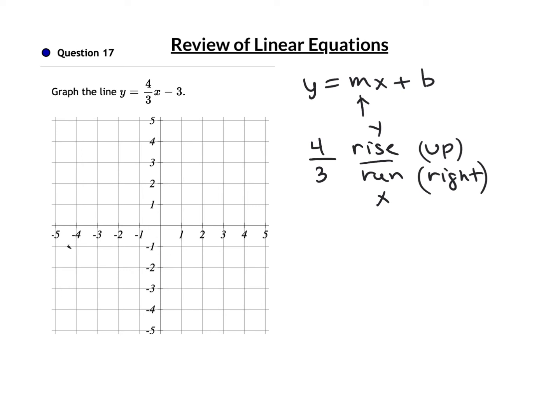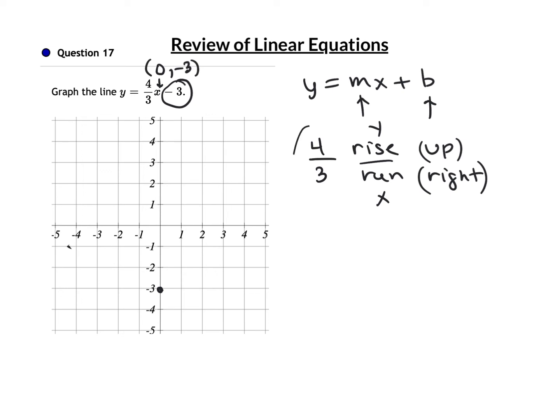The last thing we need to notice is the b. The b here is -3. That's the y-intercept right down here. The reason for that is, remember, if you're looking for the y-intercept, x is 0. And if I put in 0 in that equation for x, 0 times 4/3 is 0, and y would be -3, giving us the point (0, -3).